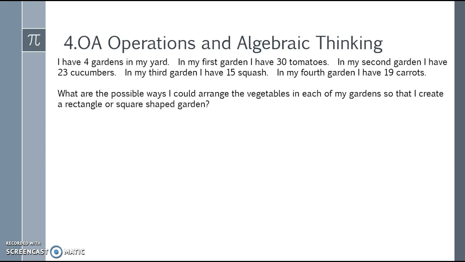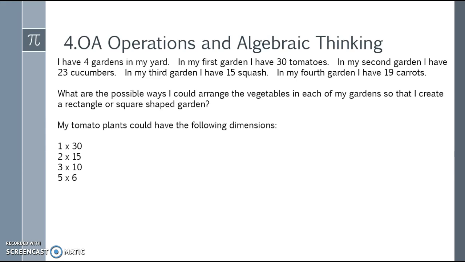What are the possible ways I could arrange the vegetables in each individual garden so that I create a rectangle or square-shaped garden? Take a moment to write down some ideas for each of my gardens. My tomato plants could have the following dimensions: 1 times 30, 2 times 15, 3 times 10, and 5 times 6. I also know that 30 times 1, 15 times 2, 10 times 3, and 6 times 5 are all the same, so I do not need to write them twice.